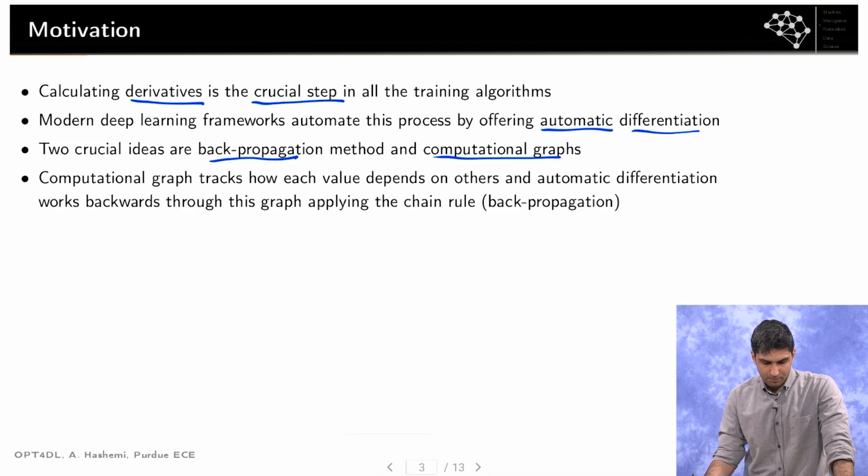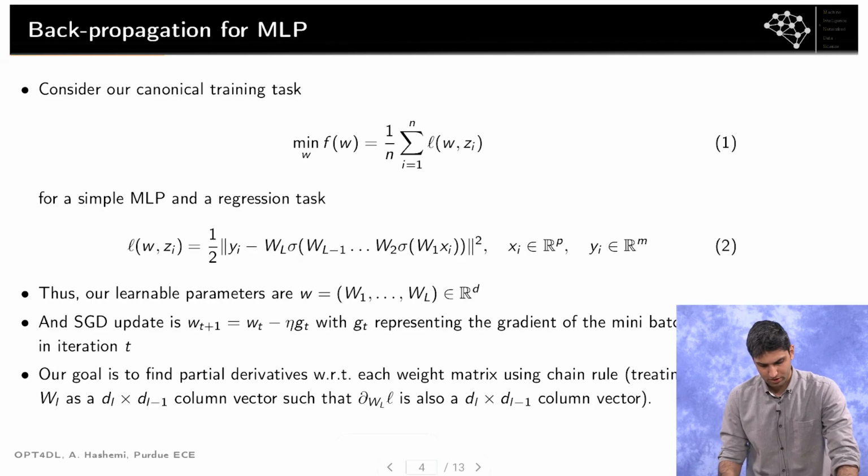And the computational graph is essentially going to help us when we apply backpropagation. It's going to basically help us to see how different variables depend on each other. And we're going to use this graph in the backpropagation algorithm to calculate other variables, and therefore apply the chain rule. So let's talk about these two ideas. First, we're going to talk about backpropagation.